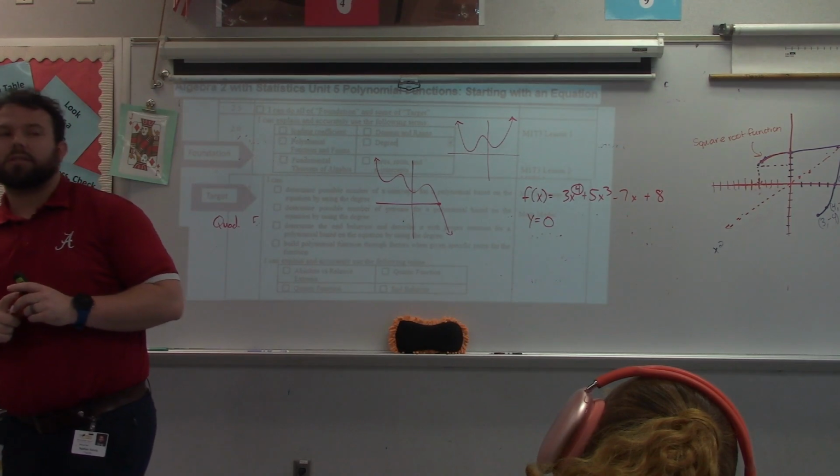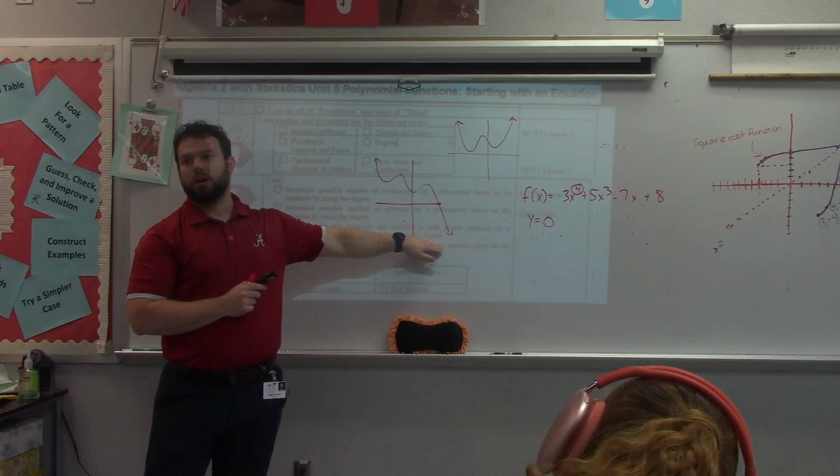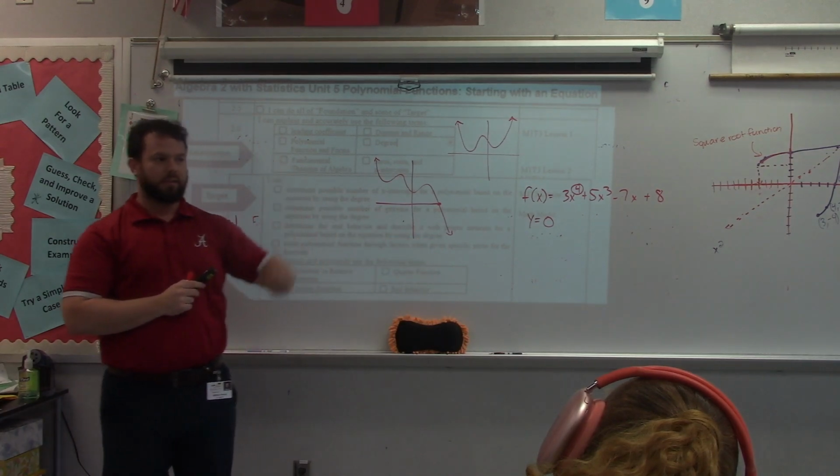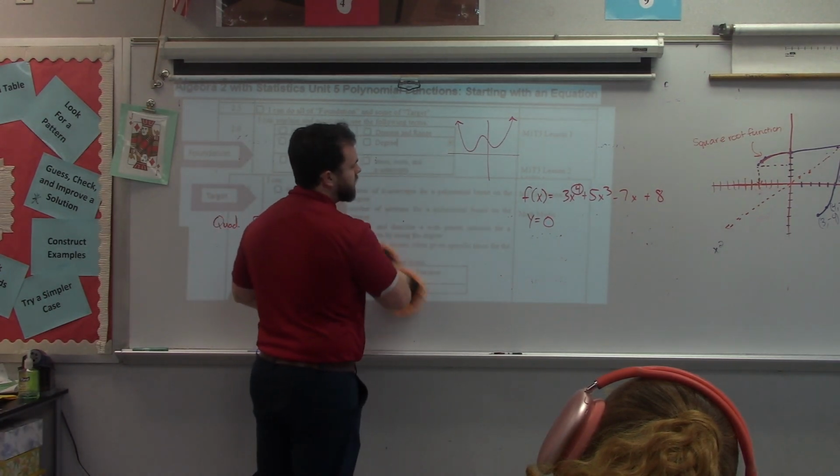An x-intercept. Remember, an odd degree has different end behavior, so an odd degree has to have at least one x-intercept because of that, right? It's got to go from the positives to the negatives or vice versa.